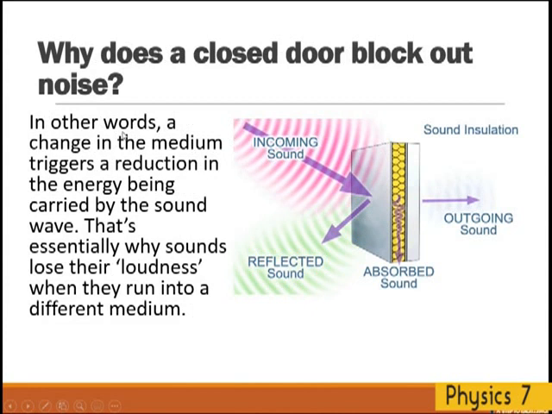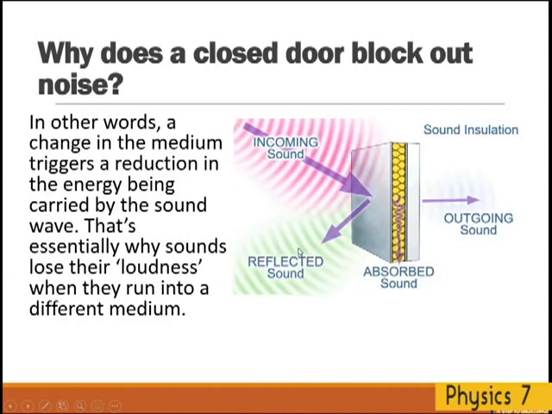Now we can visualize this by this diagram and animation. What you can see is that there's an incoming sound wave, and the red waves represent the incoming sound. Then you can see that when it hits this hard surface, there is a reflection of the sound waves. So what happens is that some of the sound waves will be reflected from that wall.